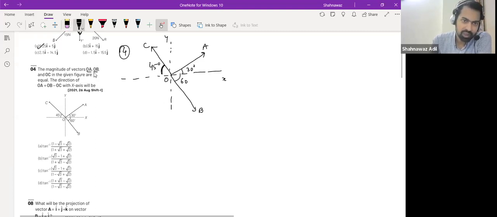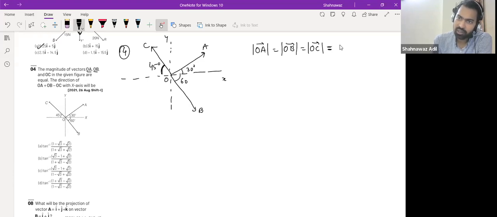Okay, so what is given? The magnitudes of vectors OA, OB, and OC in the given figure are equal. So the magnitude of OA, the magnitude of OB, and the magnitude of OC are equal. Let's say this magnitude is K, or 3, 4, 5, or whatever number. So this is K, this is K, and this is K.